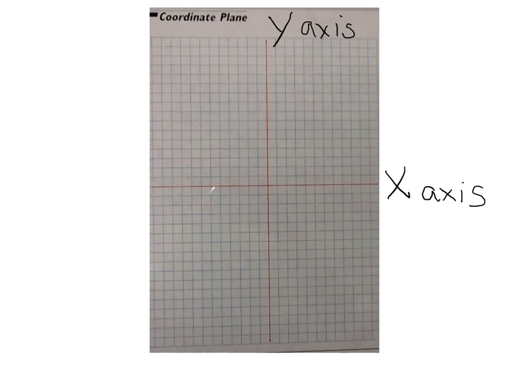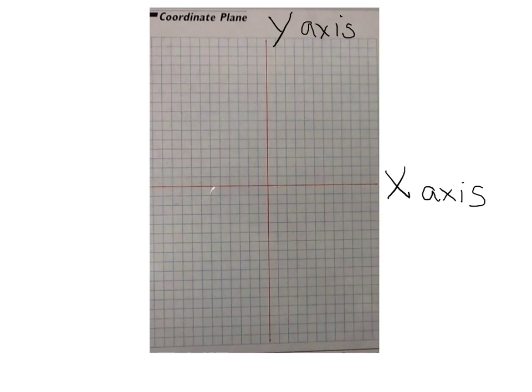Alright, so we use the coordinate plane to plot points and to draw graphs or whatever they might be. They could be lines, they could be curves of some kind, but we use the coordinate plane to plot points and then draw graphs of lines or different shapes.